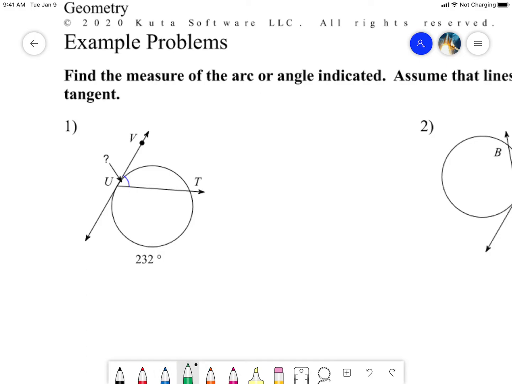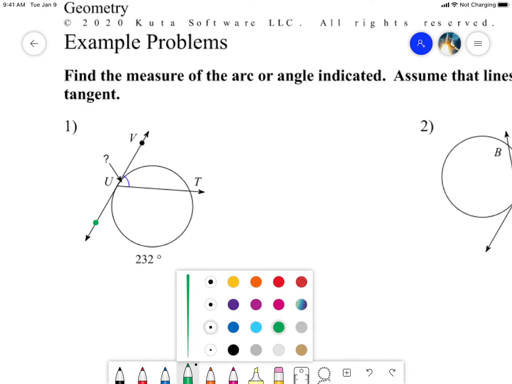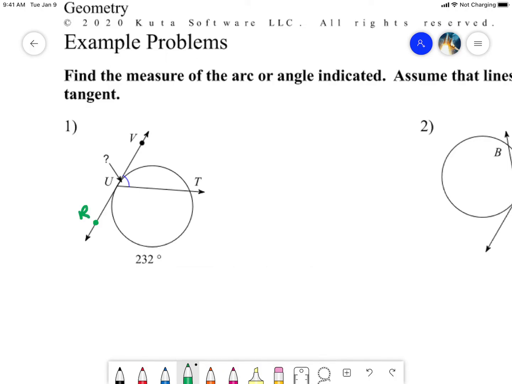So I'm going to put some points on here just to help clarify some things. I'm going to call this point R. Oh, that looks terrible. A little bit. I'm going to call this point R. I'm going to call this point Q. It's just going to help us familiarize ourselves with using the correct terminology.